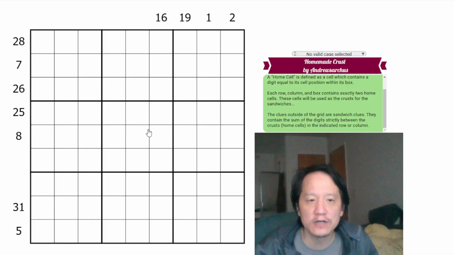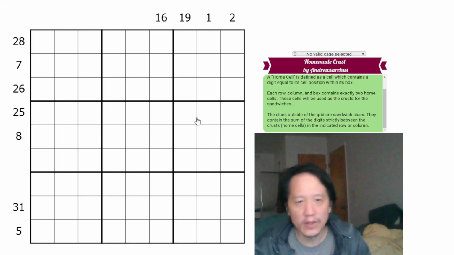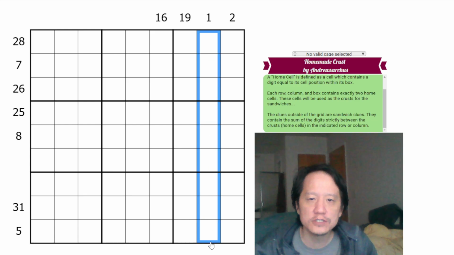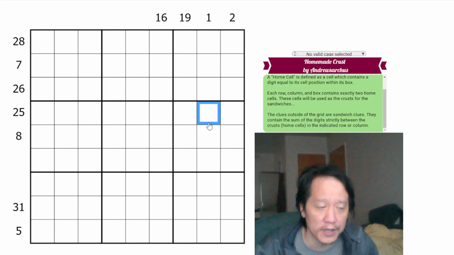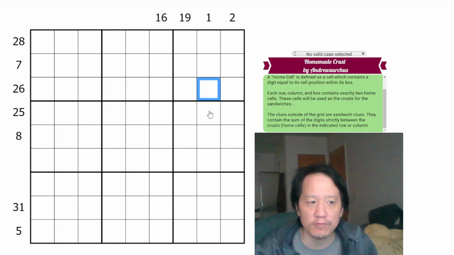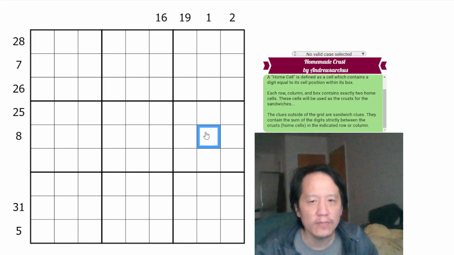Let's go. Okay, I'm not really sure how to target this, really. So for each of column 8 and 9, since the sandwich value is a 1, that means the crust has to be in one square, followed by the 1, and followed by the next crust square. Maybe we should just label all the crust squares.